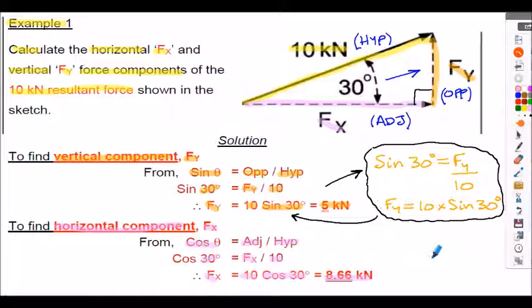So that's an example of being given a resultant force defined as 10 kilonewtons magnitude and 30 degrees angle. And from that, we're able to work out the components of the resultant force in the x and the y directions.